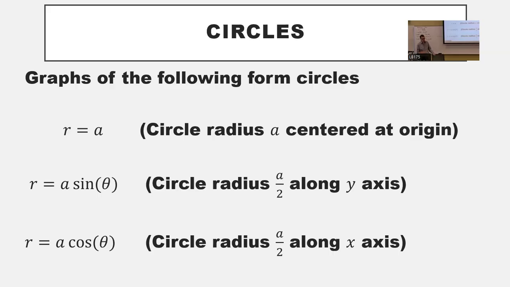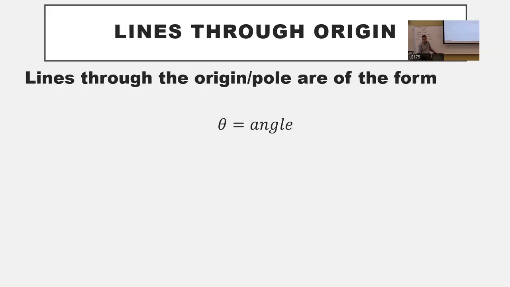So, if A is positive, and if it's sine, it's along the y-axis. If it's cosine, it's along the x-axis. And then we also solve this. Anytime we have theta equals some angle, then that's a line through the origin. Or sometimes the line through the pole, P-O-L-E, like I mentioned a second ago.